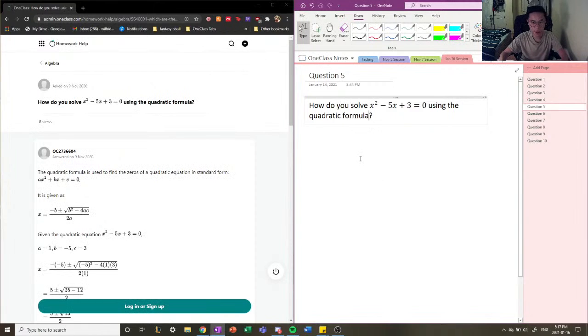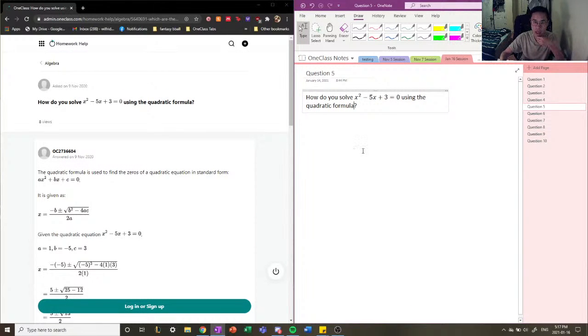So, question number 5. How do you solve x squared minus 5x plus 3 equals 0 using the quadratic formula? Usually, you can solve for the zeros, solutions, or roots of a quadratic function by finding its factors. And by finding the factors, you can easily identify what the zeros, roots, or solutions are. The quadratic formula is a special formula that is used in cases where your quadratic function is not easily factorable.